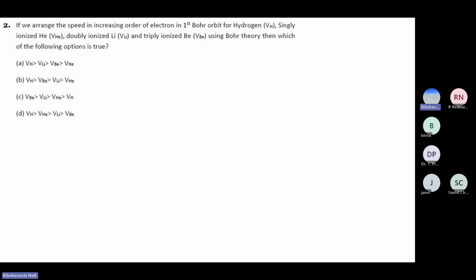So there are four velocity values given. The velocity of the electron in the first orbit, that is n equal to 1. For hydrogen it is V_H. For singly ionized helium, it is V with subscript He. Then for lithium it is V_Li, and for beryllium it is V_Be. All these velocity values correspond to the speed of the electron in the first Bohr orbit, that is n equals 1. So which will be the correct order, option A, B, C or D?